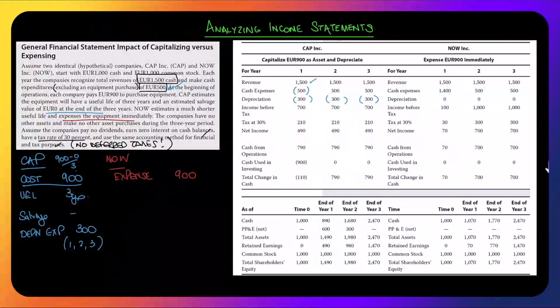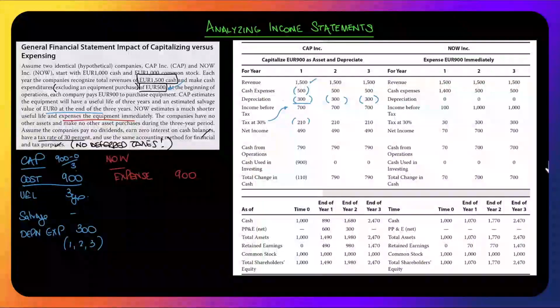That leaves us in year 1, income before tax of 700. Tax authorities, they're using this exact same income before tax figure because they're using the same depreciation. Remember, no differences here. They'll tax us 30% of 700, that's 210. Net income is 490.